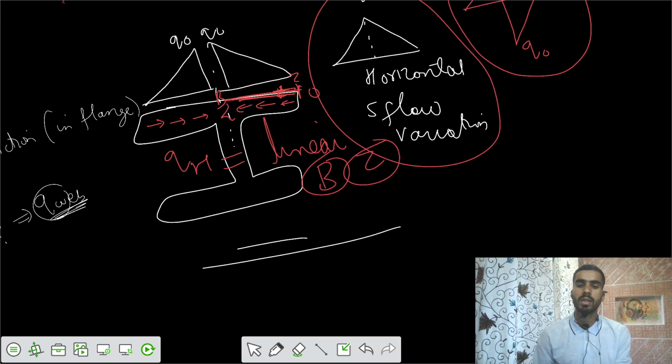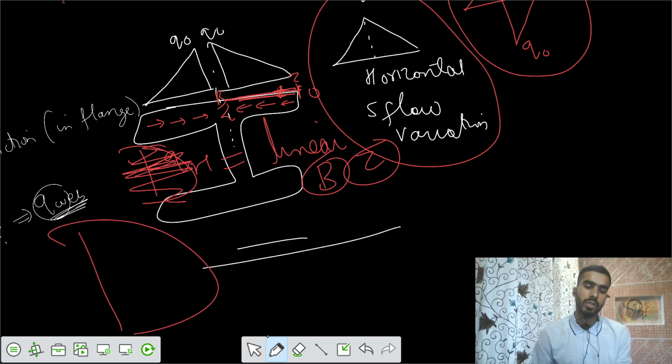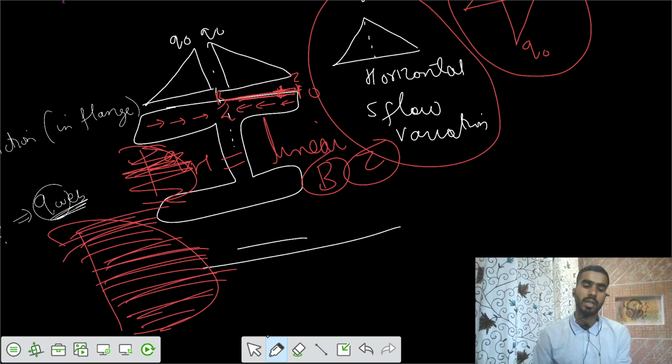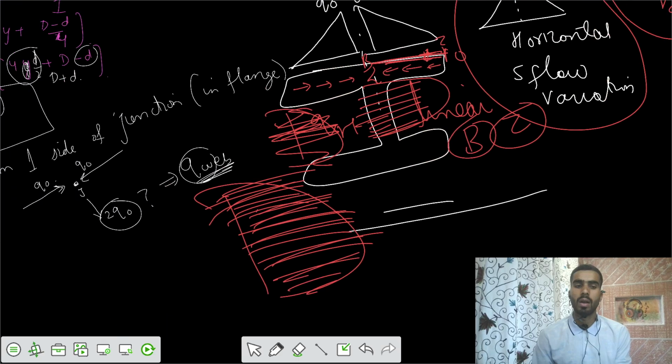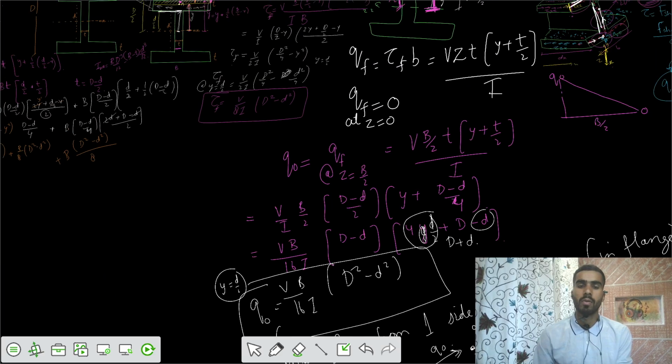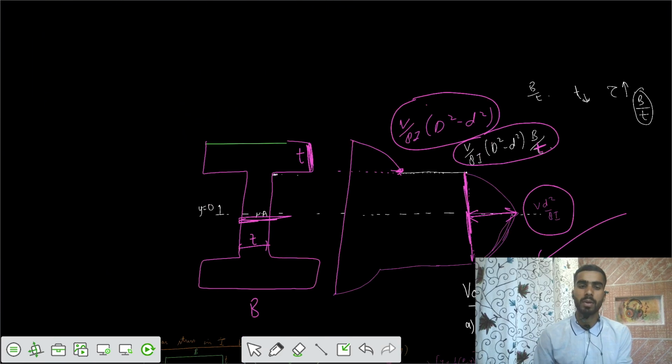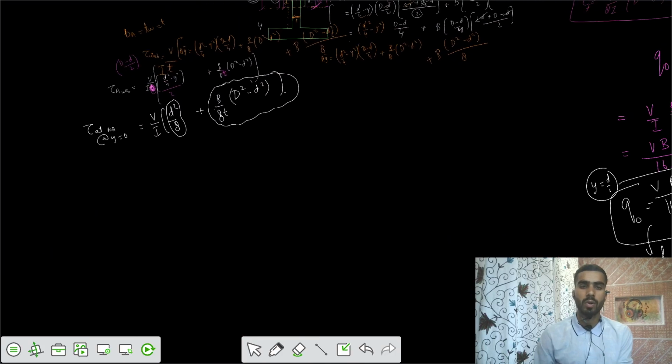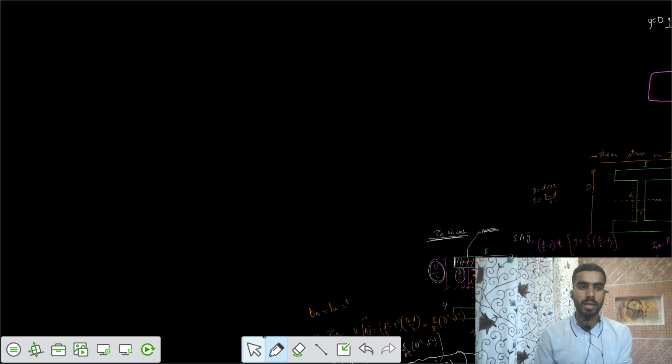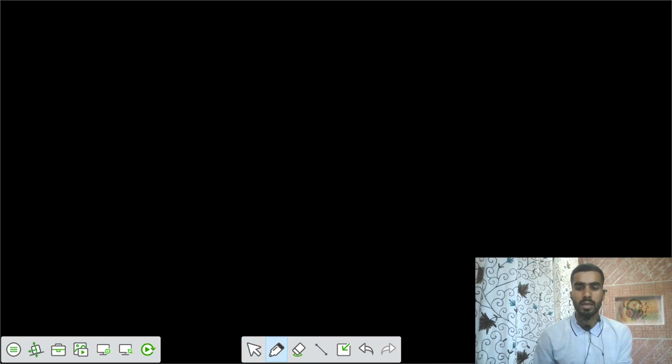Now you want to find the variation in the vertical direction. Now we are concerned with this part. We already know that the shear stress variation is parabolic, and we want to find the variation of shear flow in the vertical direction, in the depth, in the web part. We already calculated the first part. Let's have the second part, case B: vertical variation of shear flow.